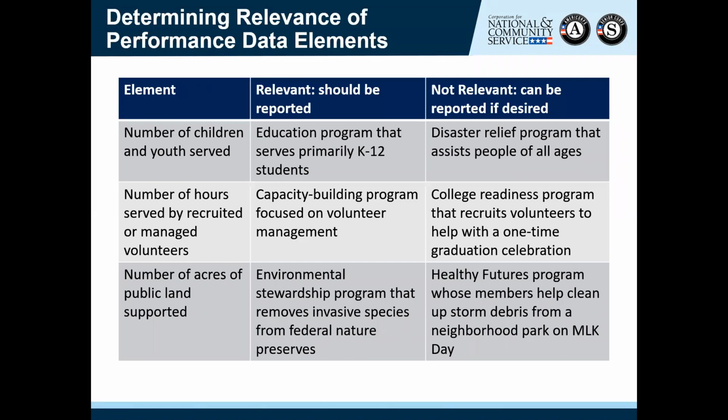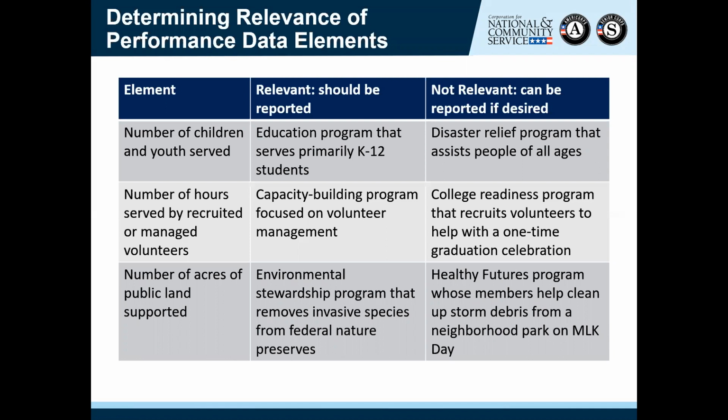This slide shows examples of cases where a particular performance data element would or would not be relevant to a program model. The number of children and youth served, that's the first line on this chart, is pretty clearly relevant to an education program that serves primarily K through 12 students. It would be pretty hard for them to make the case that this is not a significant part of their program design or theory of change.